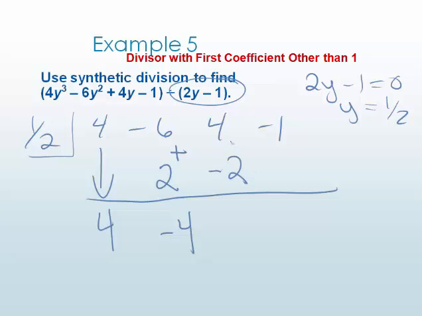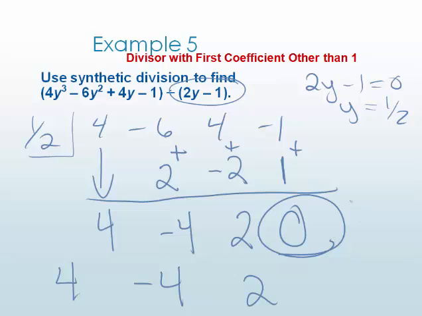So it says write down the product under the next coefficient and add down the column. Negative 4 plus 4 is 0. 1 half times 2 is 1. We add down the column. The remainder is 0, so here's the remainder. Then what we're doing is we take these as the coefficients of our solution. The last one's always the remainder.